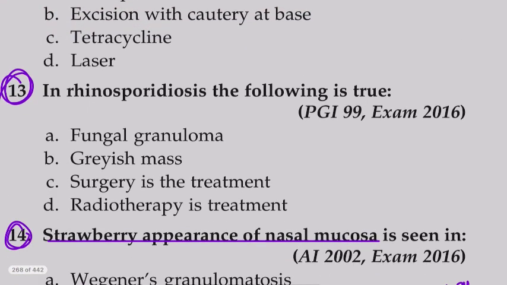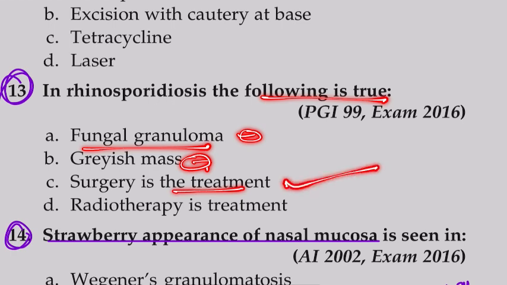Okay, in rhinosporidiosis the following is true. Fungal granuloma, no, it is not true. Grape mass, no, it is not true. Surgery is the treatment. Okay, yes, that's right. Surgery is the treatment, right?